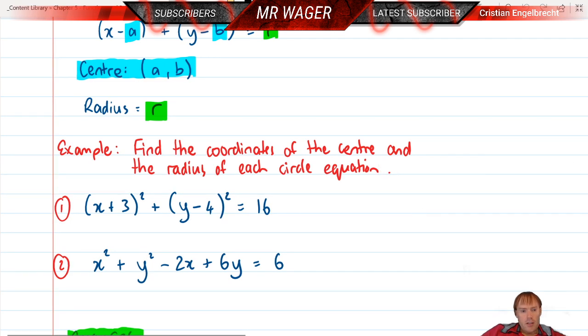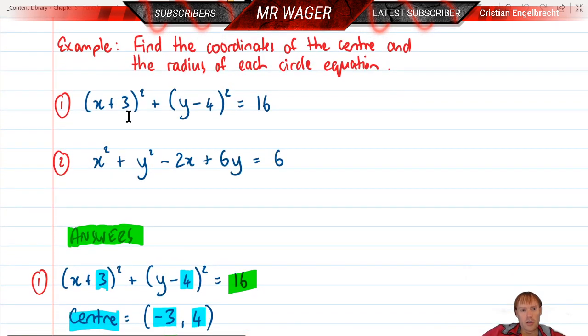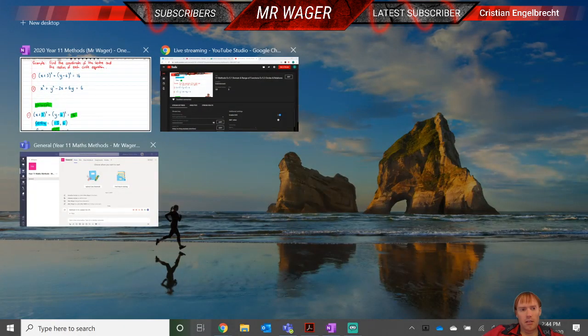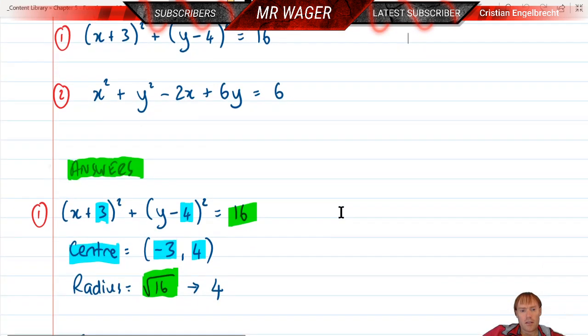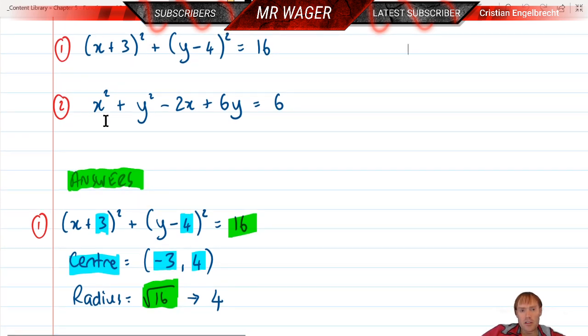Okay, so in this one here, you just look at the clues in the brackets, you can see that the center is going to be at -3, +4. And when you take the square root of 16, you get 4, and that's the radius of that circle. So this center is at -3, 4, and it has a radius of 4, okay? The second example, we need to do a little bit of work.